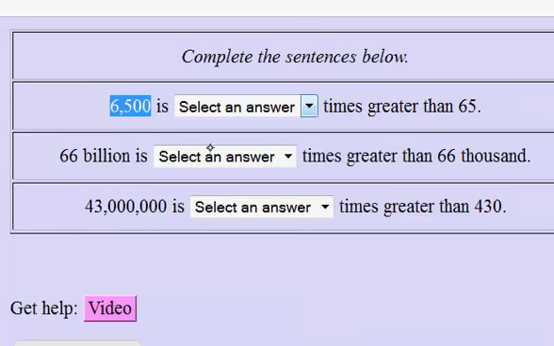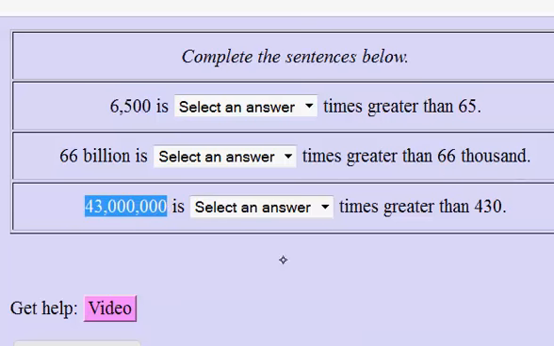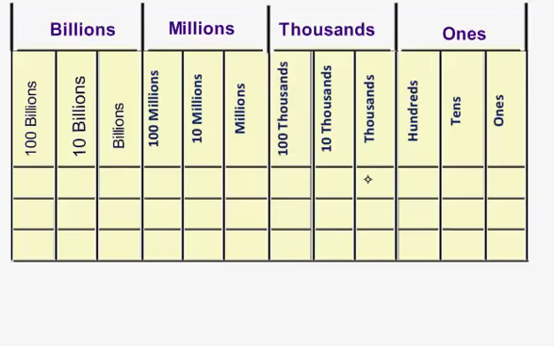To compare the size or magnitude of two numbers, especially if they're very large, like 43 million is, let's go to a place value chart to see how this works. So I am comparing the number 6,500. So I put a 6 in the thousands place, a 5 in the hundreds place, to the number 65, which has 6 tens and 5 ones. You do not need to write the numbers out in general to do the problem, but I'm going to just to explain the first example.